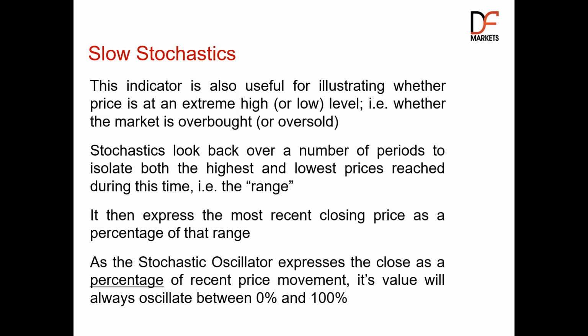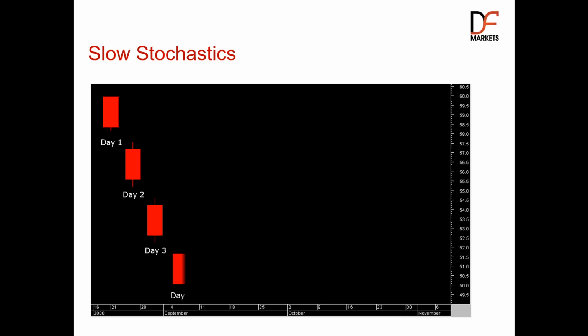So it'll express the most recent closing price as a percentage of the recent range. Okay, and so we move from 0 to 100%. Let's have a look at how that works.